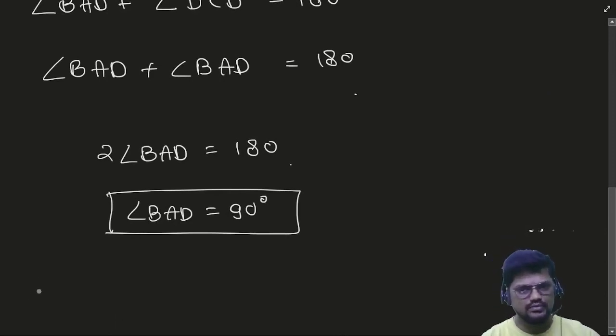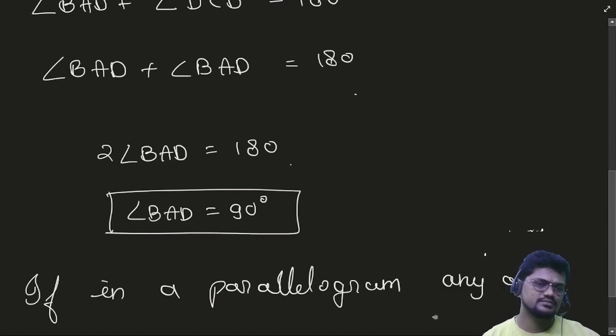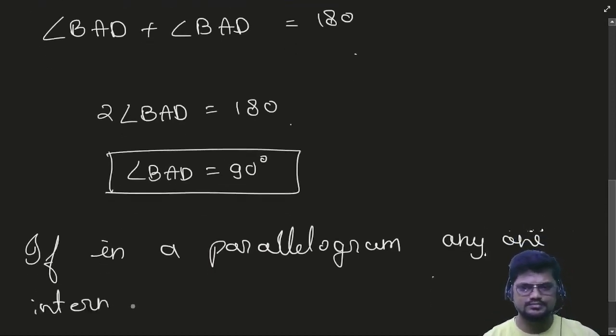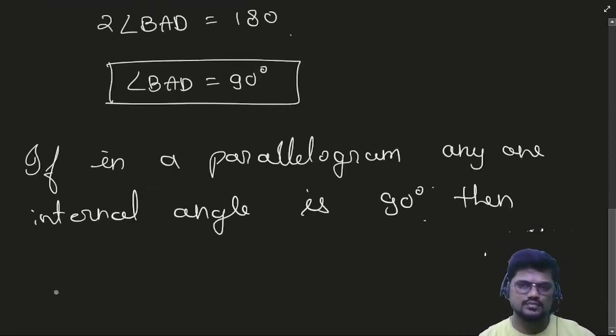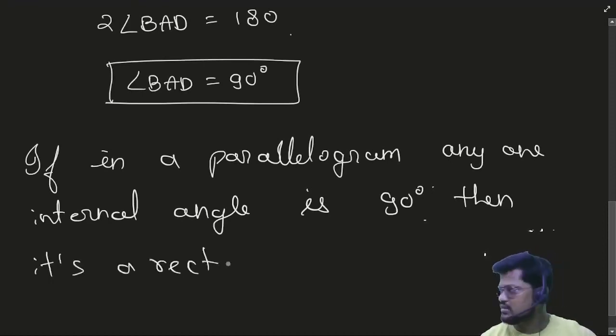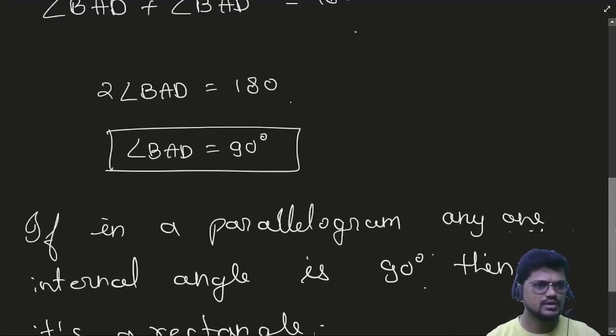If in a parallelogram any one internal angle is 90 degree, then it's a rectangle. Clear? Is this clear to everyone? Okay.